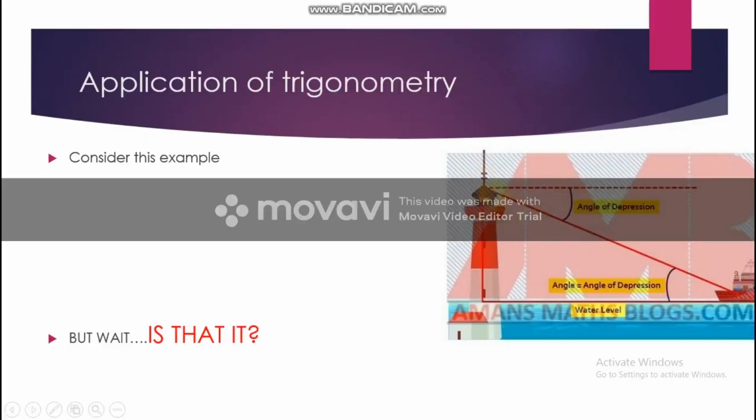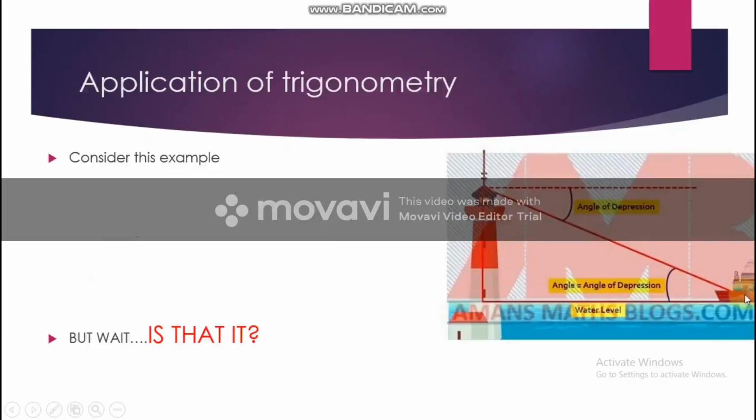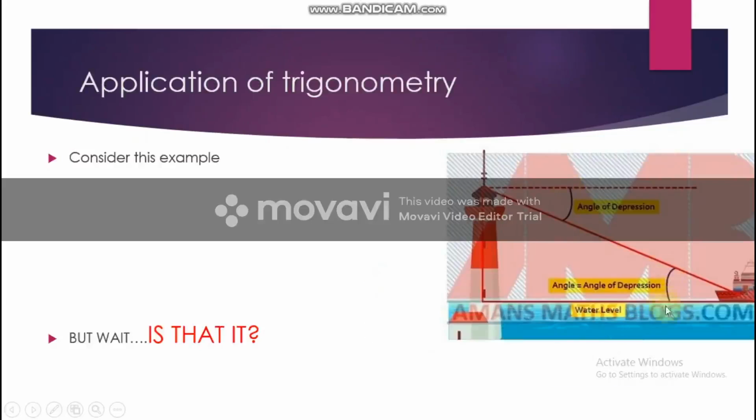Depression is where you are at the top and you are seeing the ship at the bottom, and the angle is called the angle of depression, right? Whereas if you stand on the ground and look at the lighthouse, the angle made by your eyesight with the horizontal ground is your angle of elevation. Those are just naming conventions. And you know that this angle will always be equal to this angle, because it is an alternate interior angle. So you can equate them.